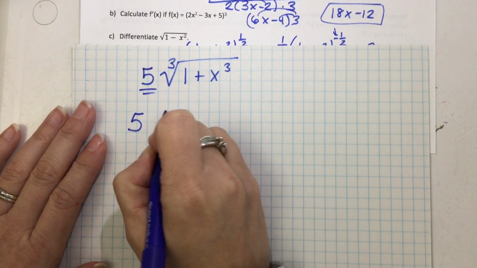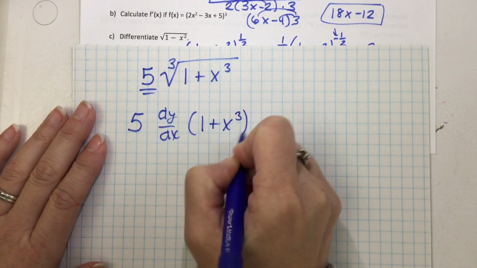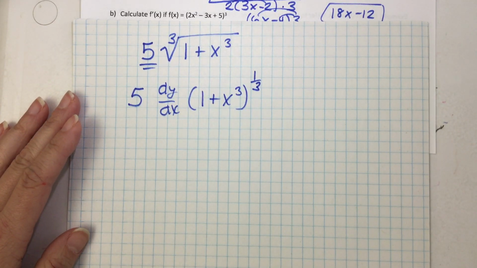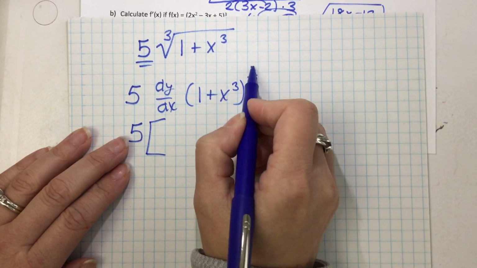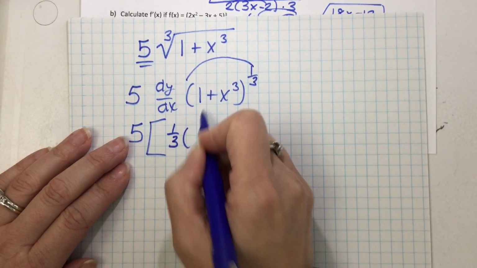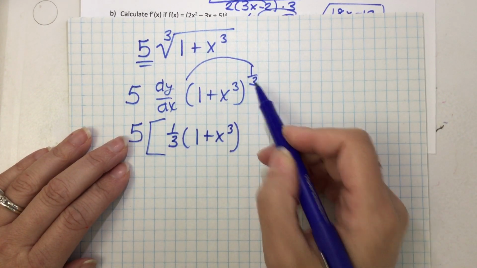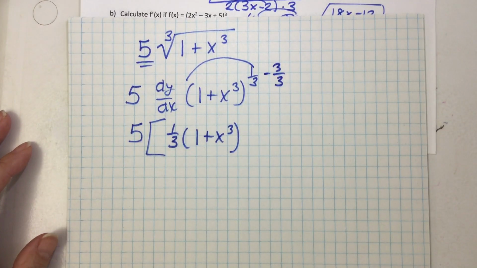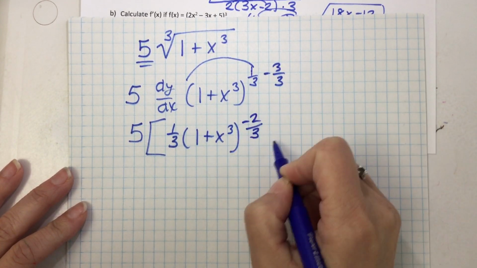So I'm going to take that 5 out front. Then I'm going to find the derivative of 1 plus x cubed. Cubic root means I have it to the power of 1/3. So my 5 stays out front. General power, bring the 1/3 out front. Keep the group the same. Reduce the exponent by 1. So if I'm minusing by 1, keep in mind that I'm minusing 3 over 3 because that's the same value as 1. So my denominator is a 3. 1 minus 3 is -2.